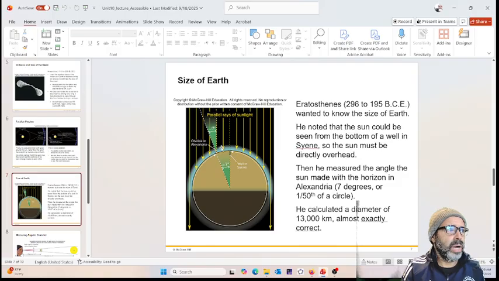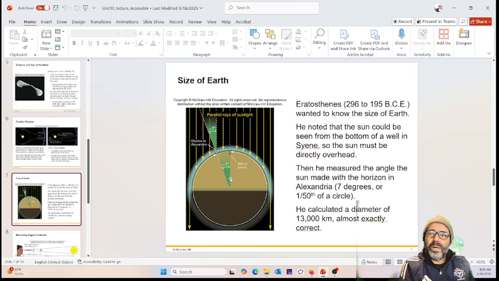And using simple geometry, these two parallels are cut by the same line, so this also must be a 7-degree angle. So again, using geometry, knowing the distance between Syene and Alexandria, he actually paid people to walk that distance and measure it. Based on the arc distance and the angle, you can find the radius. There is a nice geometrical expression: the arc length is equal to r, the radius, times theta. Since you know theta, which is the angle, 7 degrees, you can find the circumference of the Earth. You can find the radius of the Earth.